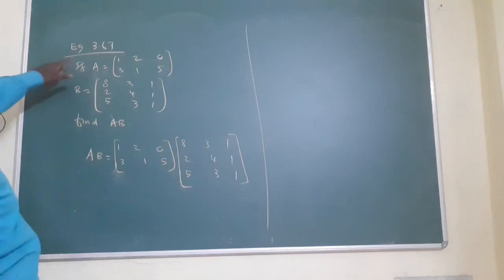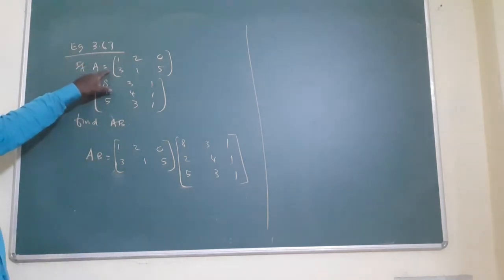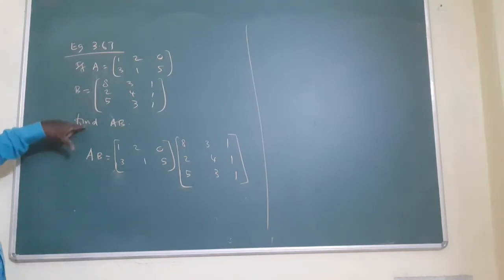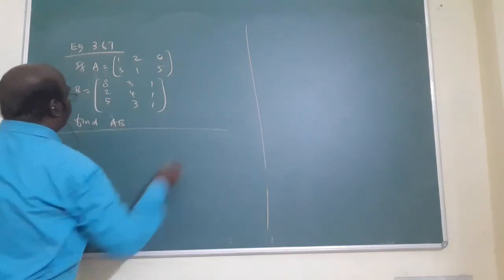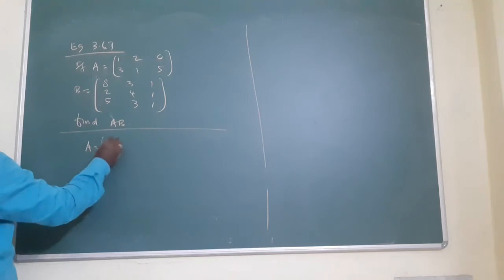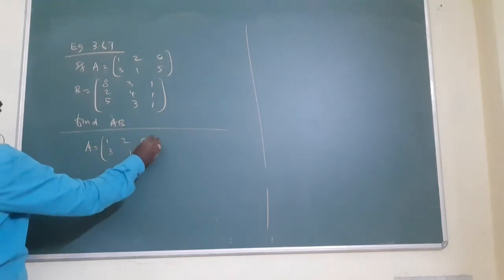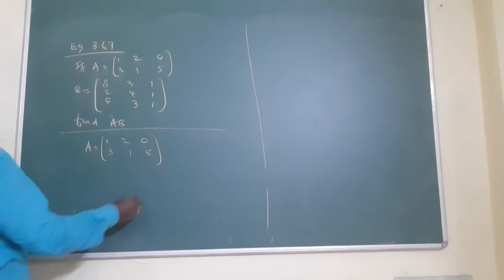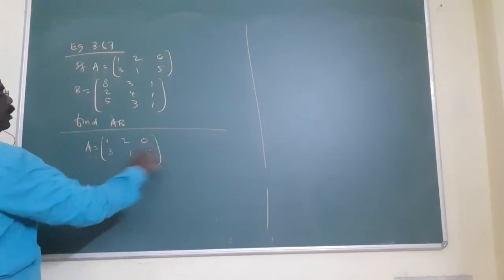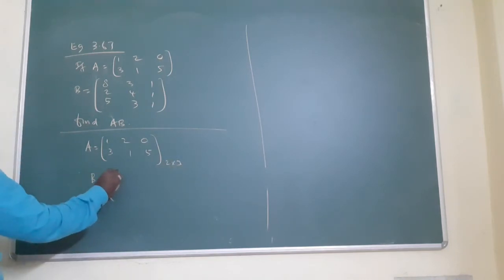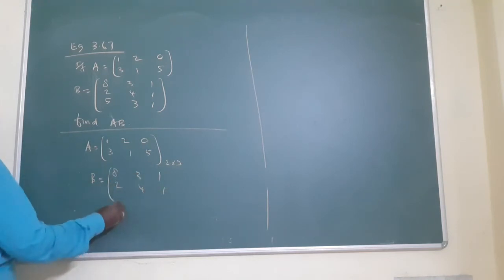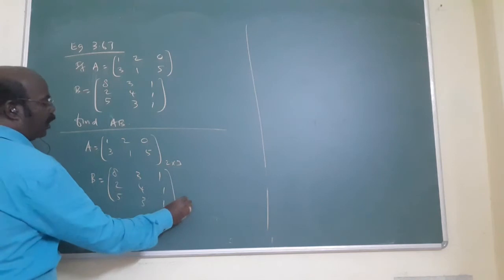Now example 3.67. A matrix given, B matrix given. To find AB, that's all. AB only is asking. Now, first, what is given? A equal to 1 2 0 3 1 5. What is the order? 2 cross 3, 2 rows, 3 columns. Am I right? B is what? 8 3 1 2 4 1 5 3 1. The order of B is 3 cross 3.